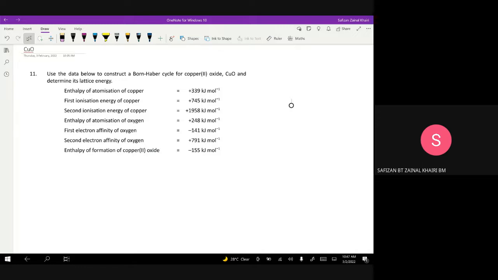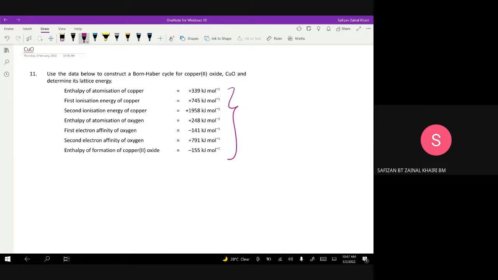Okey, saya akan pilih satu ionic compound iaitu copper oxide. Copper oxide, the formula is CuO. Okay, so we start. Let's say you are given all this data.